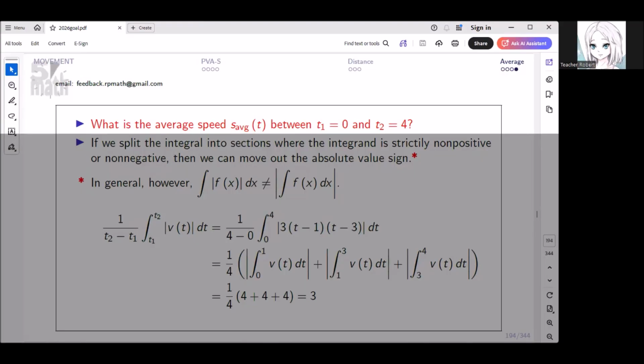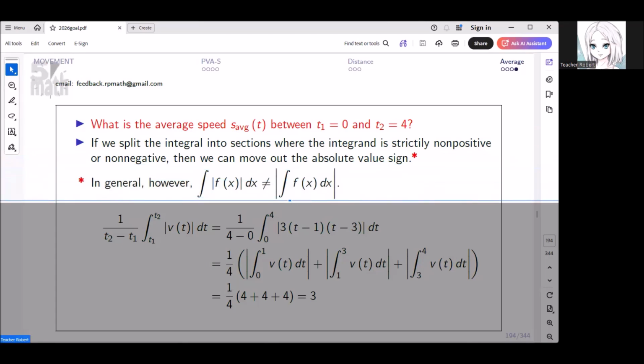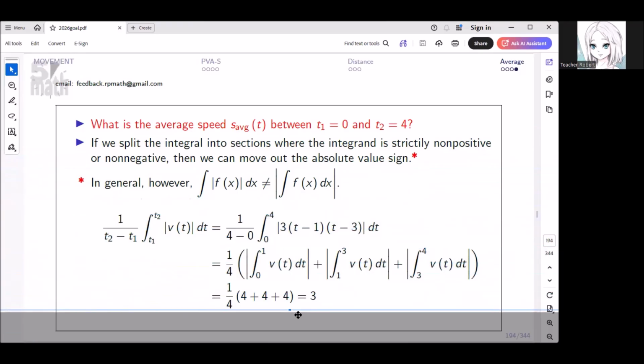What is the average speed, SAV, of t between t1 equals 0 and t2 equals 4? If we split the integral into sections where the integrand is strictly non-positive or non-negative, then we can move out the absolute value sign. In general, however, this does not equal that. And we get 3.